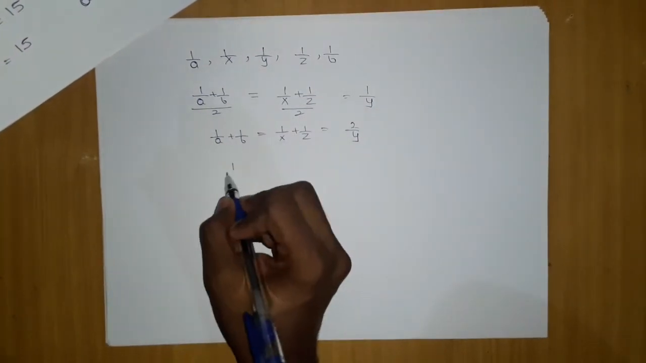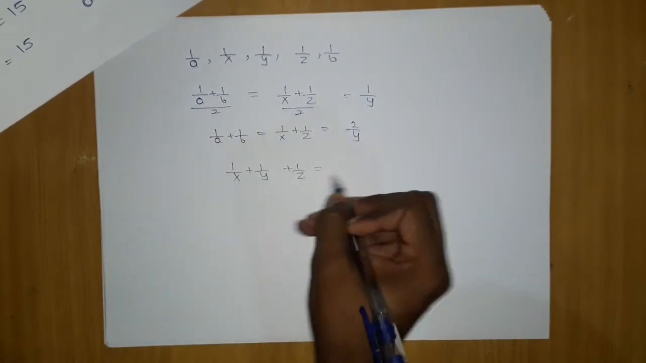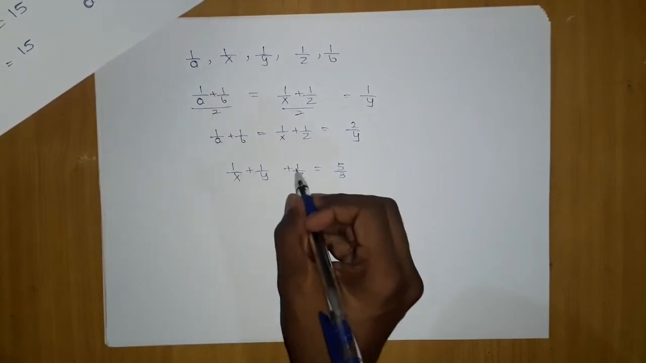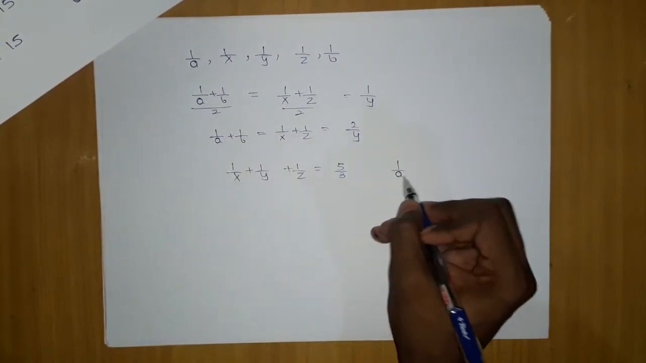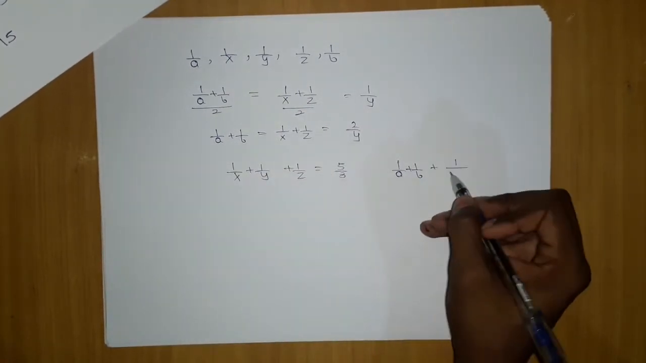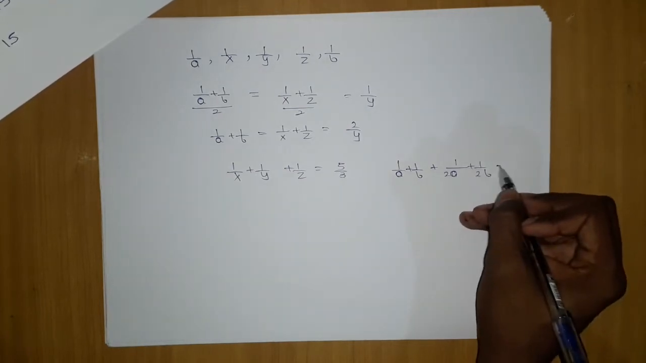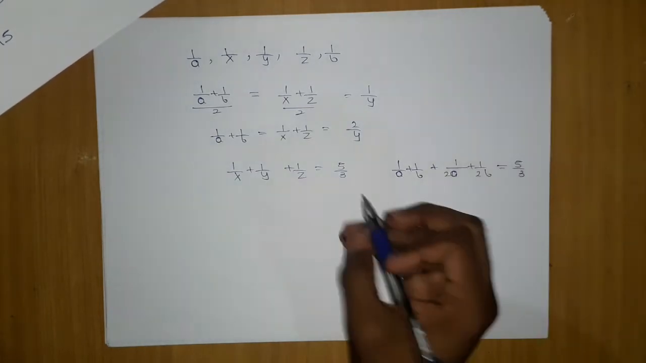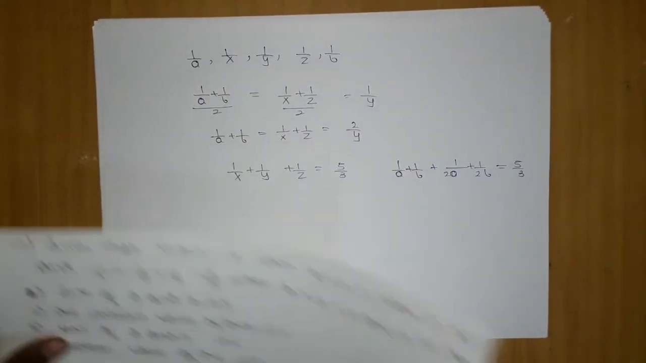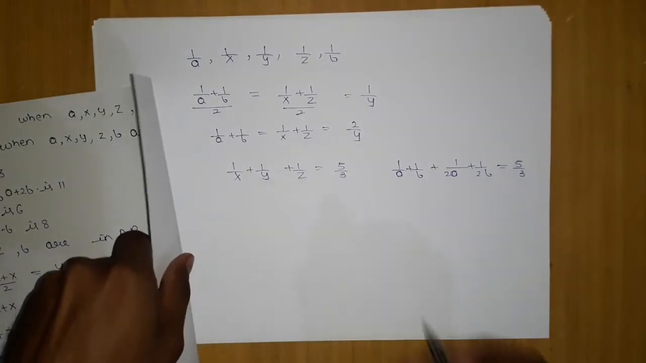So we will substitute here 1 by x plus 1 by y plus 1 by z is equal to 5 by 3, they have given. I will substitute 1 by x plus 1 by z as 1 by a plus 1 by b. I will substitute 1 by y as 1 upon 2a plus 1 upon 2b, and then here I have 5 by 3. Then in the next step we will just simplify them. Simplifying is not a big task.